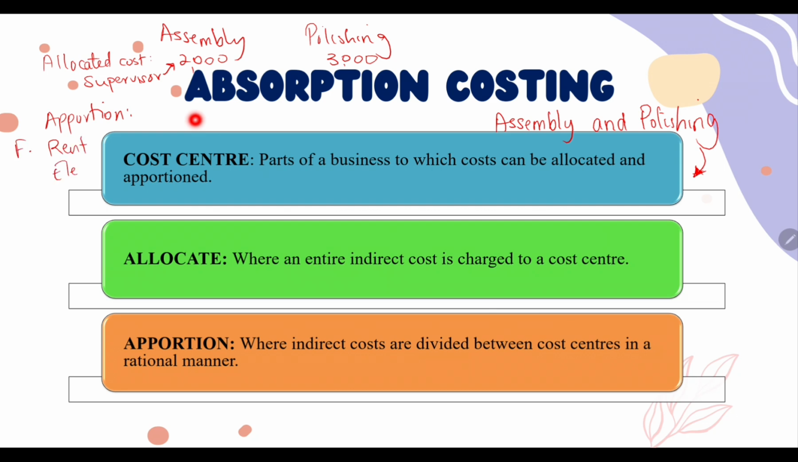Or electricity, right? We need a fair basis to share these out. So we share out rent based on floor space, electricity on kilowatts, and canteen based on the number of employees visiting the canteen or the number of employees in the cost centers. What other costs can be shared out? Heat. In some factories, heat is necessary, and that will be calculated according to volume. But the good thing is that in most cases, the question will provide the basis.